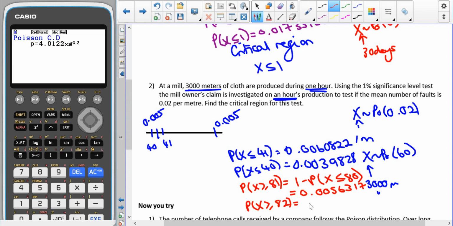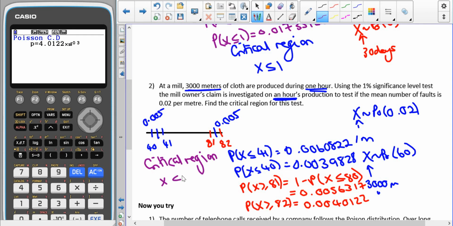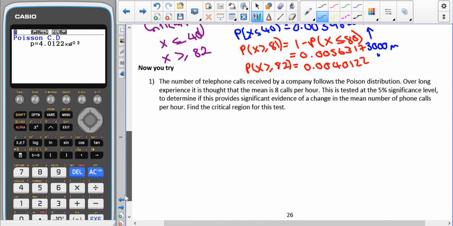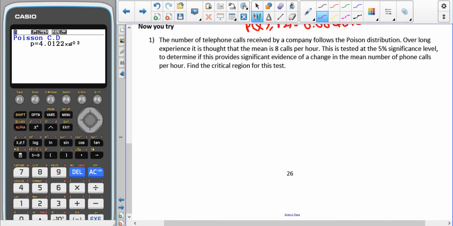Which then gives us 0.0040122. So that means that 81 is going to be the last value at which we're accepting H0, and then 82 is going to be our critical value at the beginning of our critical region at this top end. So that means that this time our critical region is going to be when x is less than or equal to 40 and when x is greater than or equal to 82. So I'd now like you to pause the video and give the two Now You Try questions a go.